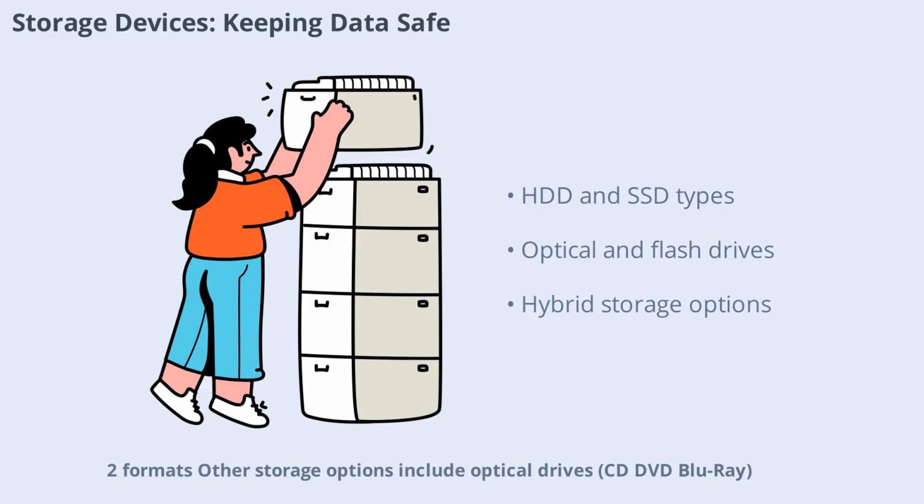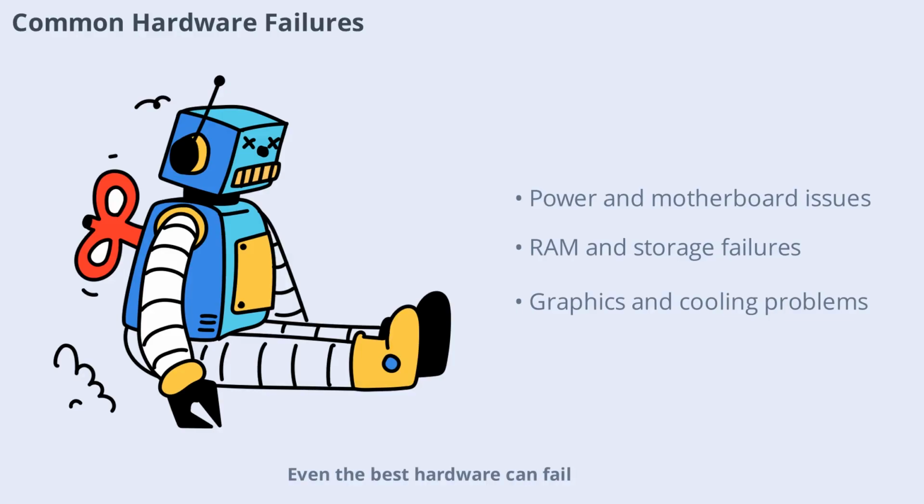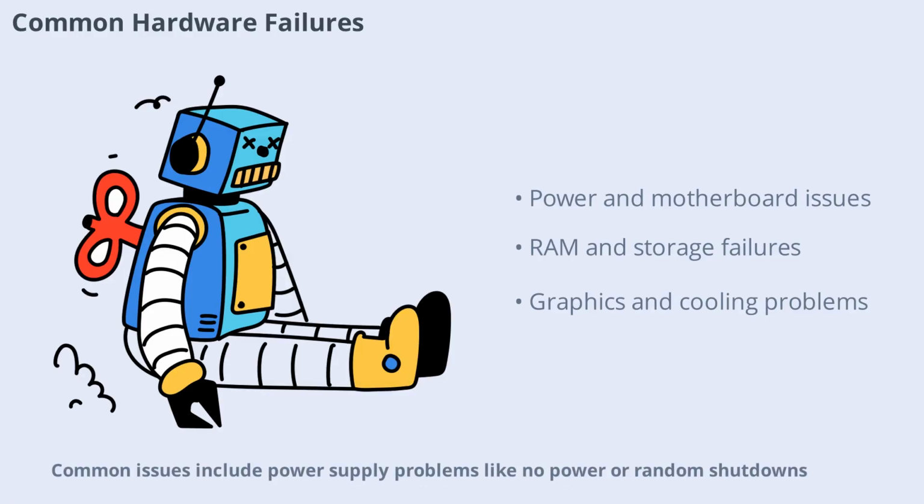Other storage options include optical drives (CD, DVD, Blu-ray), USB flash drives, memory cards, and hybrid drives that combine HDD and SSD features. Even the best hardware can fail. Common issues include power supply problems like no power or random shutdowns, often detected by using a PSU tester or multimeter.